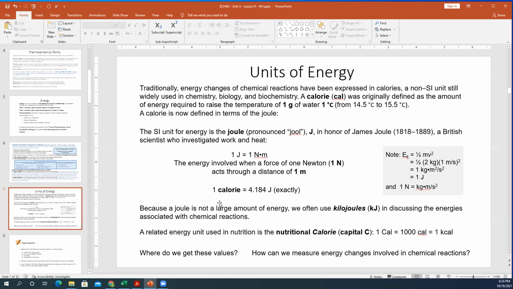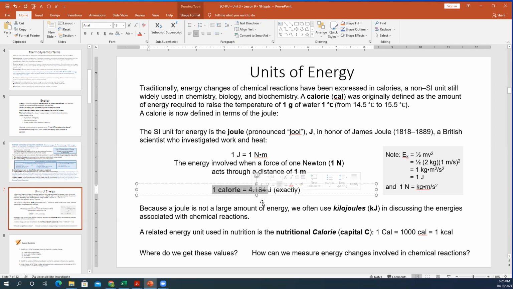These are just some relationships I want you to be aware of. 1 calorie is equal to 4.18 joules exactly. That's how much 1 calorie is. Nowadays, 1 calorie is defined in terms of joules, and 1 joule is 1 Newton meter. And this is just a little note to remind you what is 1 Newton and what is kinetic energy. The unit of it is 1 joule.